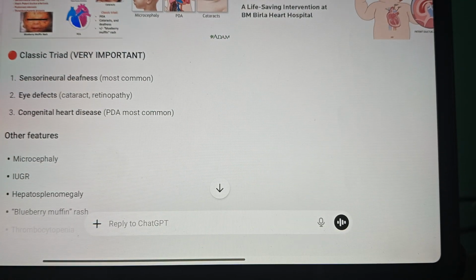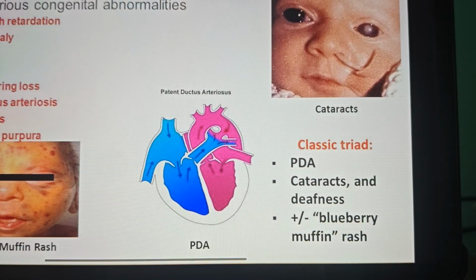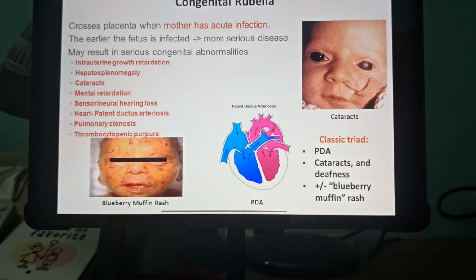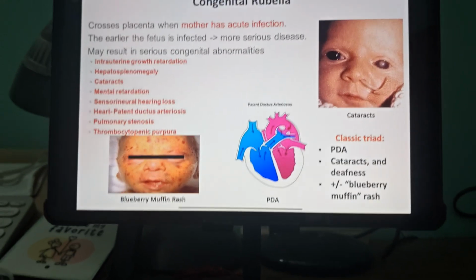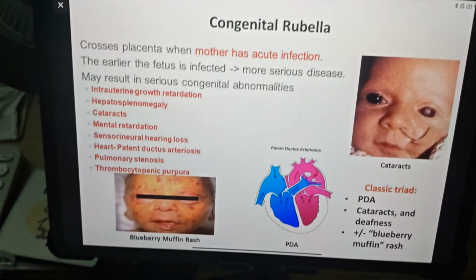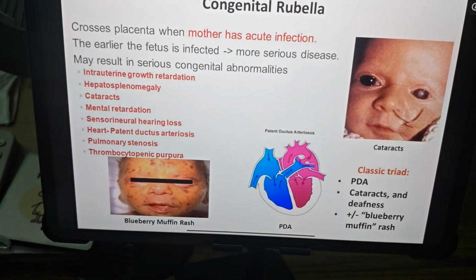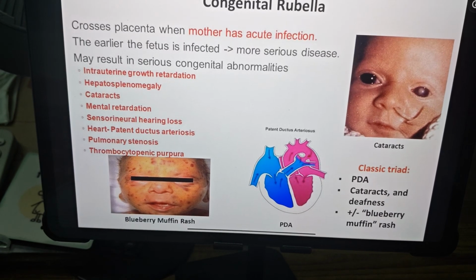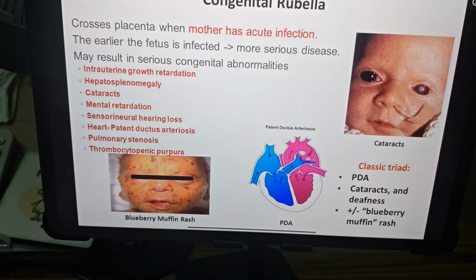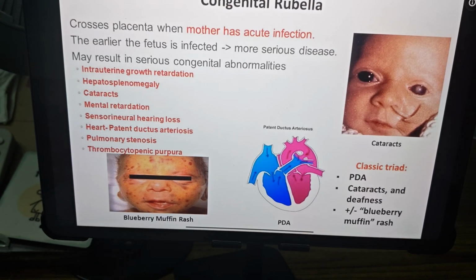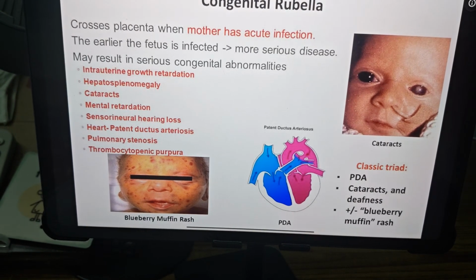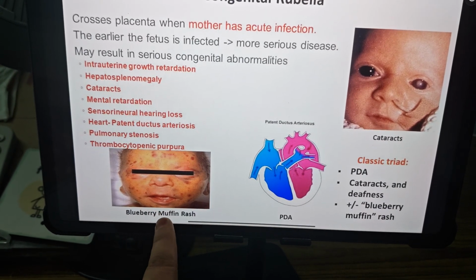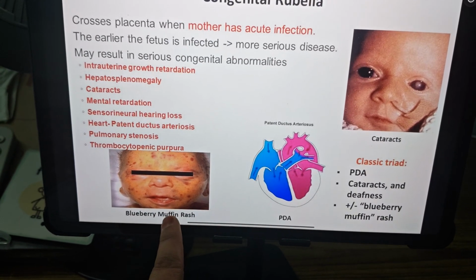Now coming to congenital rubella syndrome. So what is congenital rubella syndrome? Now look at this image. This figure is showing congenital rubella in the baby. So can you see this baby? Can you look at the eye of the baby? Can you see a pipe that is going through the nostril of the baby? It is a nasal pipe supplying oxygen. And can you see this face?